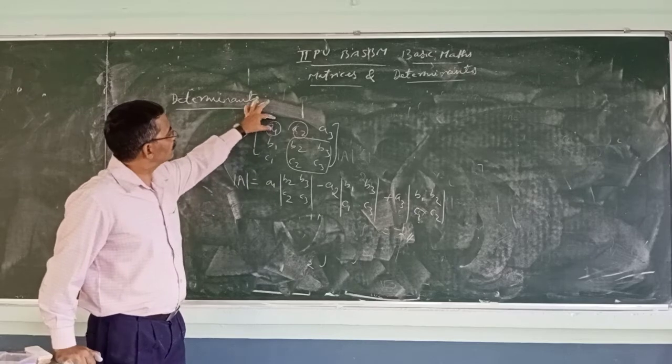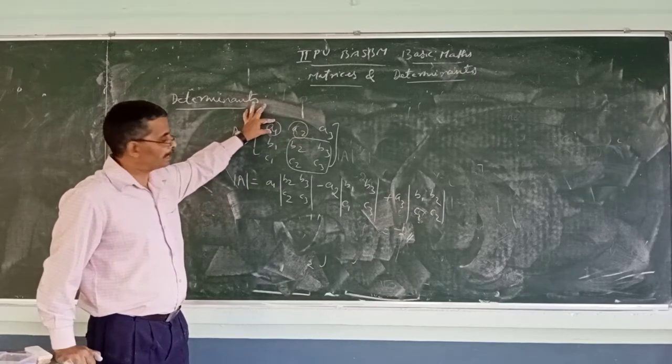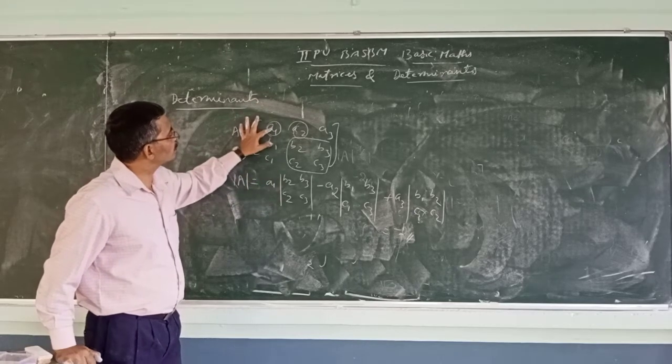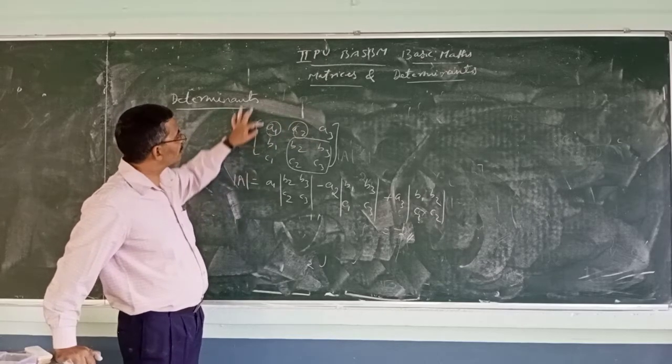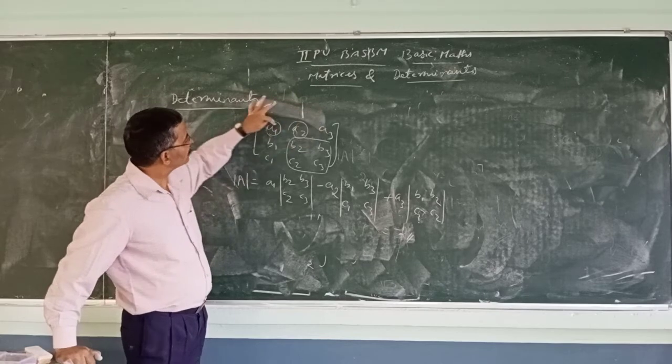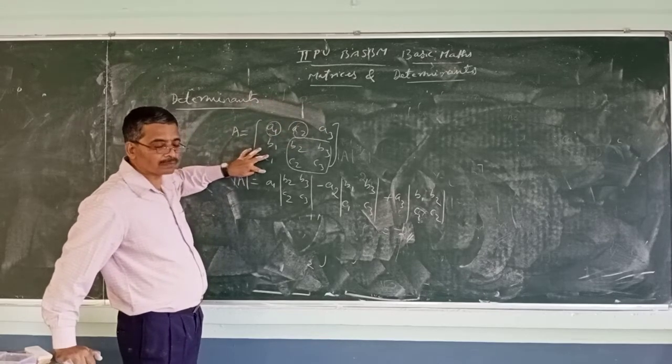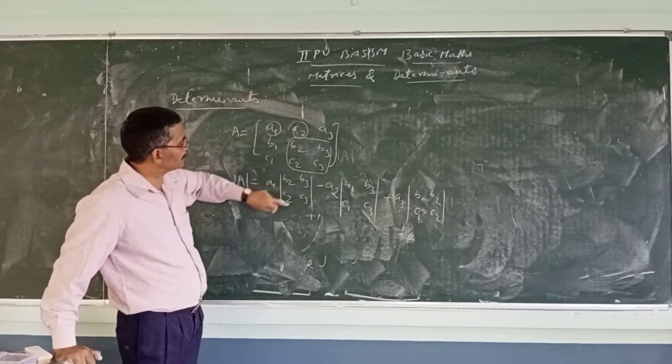Next, when you take the remaining determinant, that means don't consider this row, this column. Don't consider that row starting with A1 or that column. So what do I have to consider? B2, B3, C2, C3.